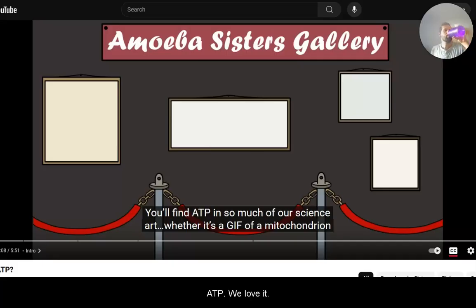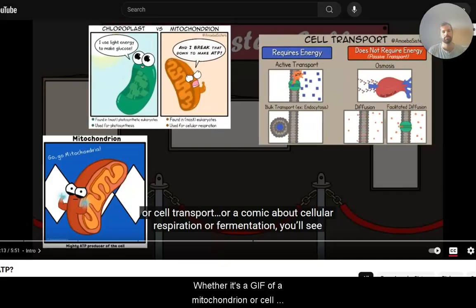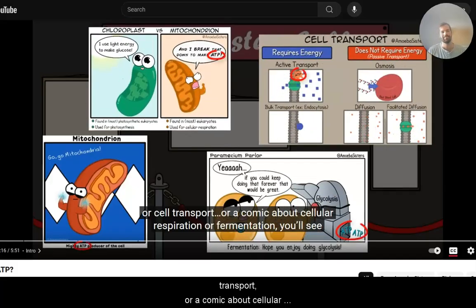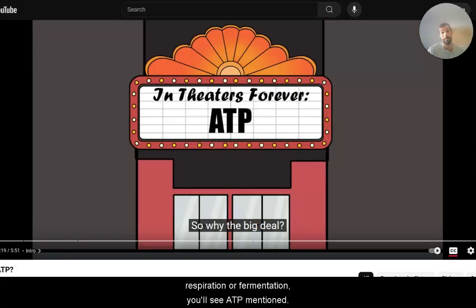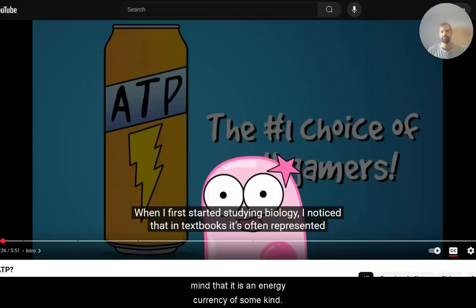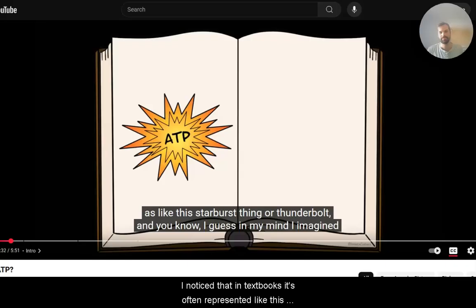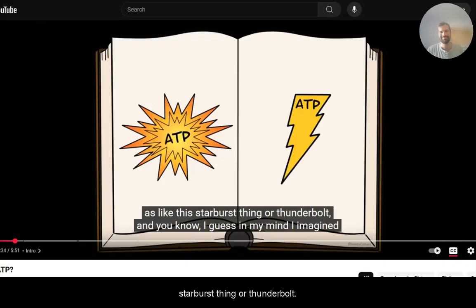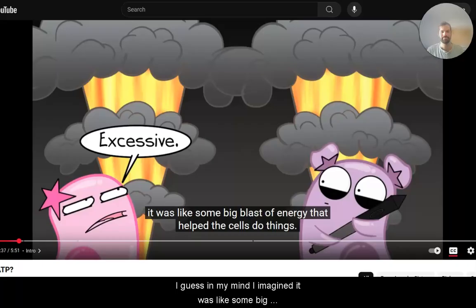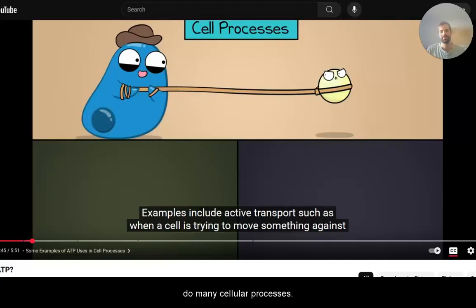ATP. We love it. You'll find ATP in so much of our science art, whether it's a GIF of a mitochondrion or cell transport, or a comic about cellular respiration or fermentation, you'll see ATP mentioned. So why the big deal? Why is it all over the place? Many times students will get it in their mind that it is an energy currency of some kind. When I first started studying biology, I noticed that in textbooks, it's often represented like this starburst or thunderbolt. And I imagined it was like some big blast of energy that helped the cell do things. And by do things, I mean that we need ATP to do many cellular processes.